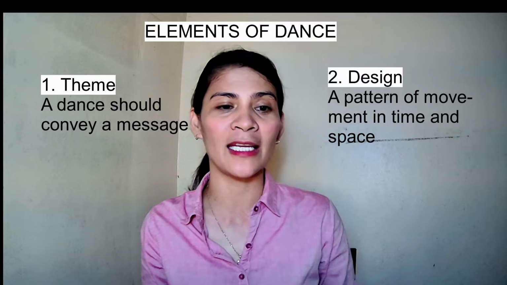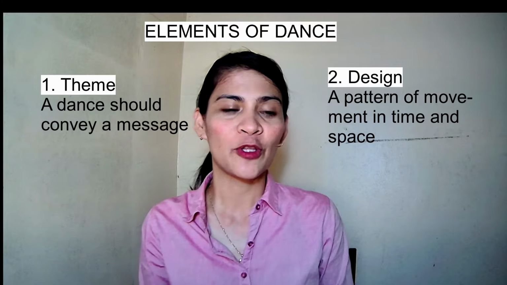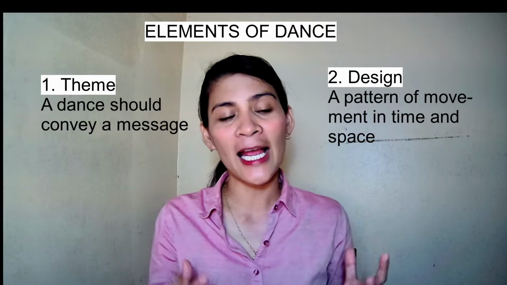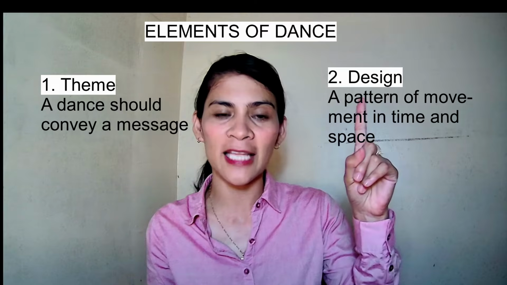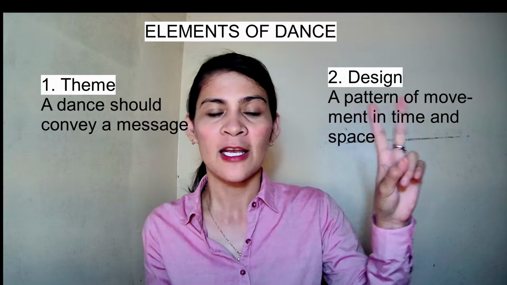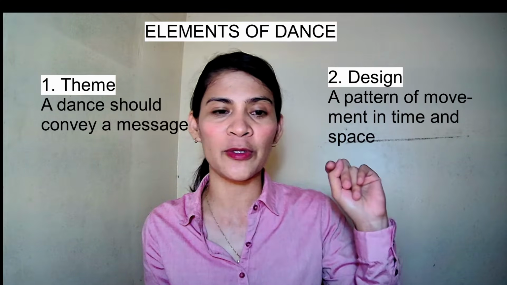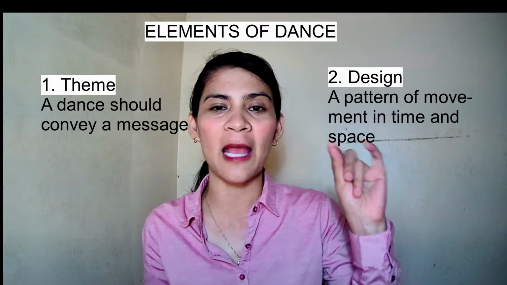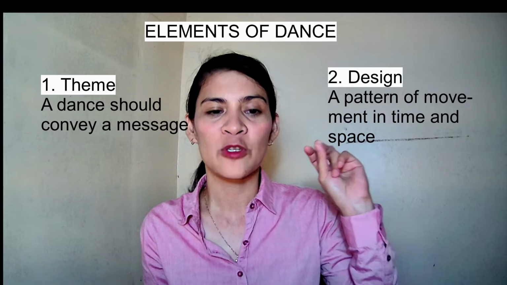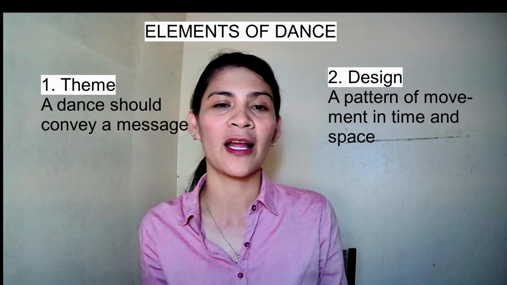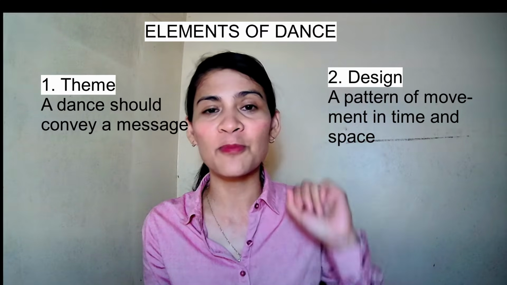Number two, design. Design is the pattern of movement in time and space. So we have pattern in time and pattern in space. What is pattern in time? This refers to the beats of movement. Pattern in space refers to the path traced by the dancer's feet on the floor and the levels on which they move.